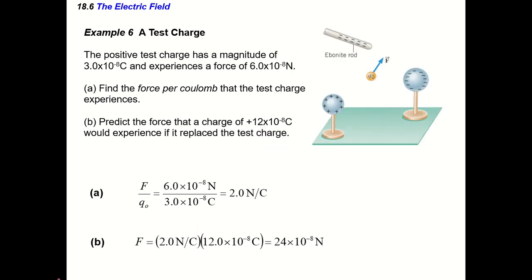So here are the sample calculations for the test charge. The positive test charge has a magnitude of 3 times 10 to the minus 8 coulomb, and experiences a force of 6.0 times 10 to the 8 Newton. So this force.